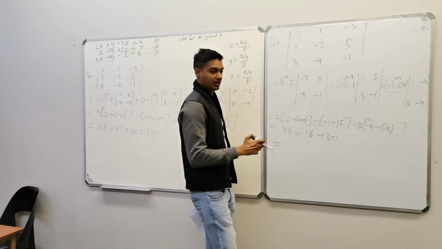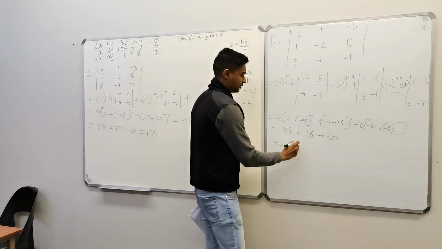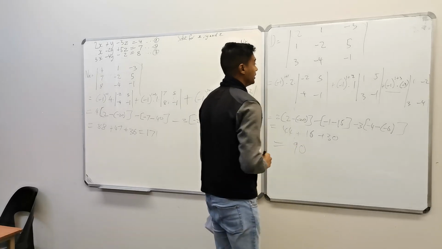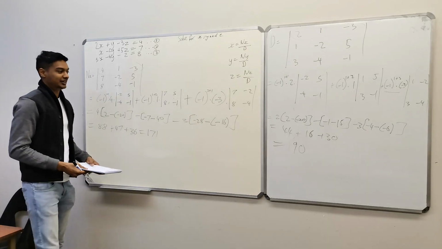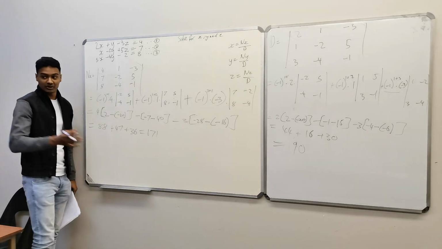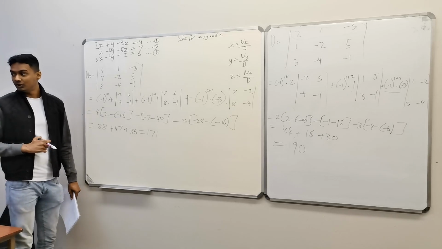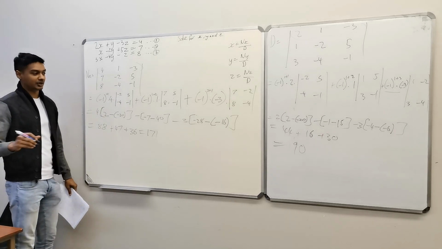Right, so what's the final answer for delta? 44 plus 16 plus 30? 90. Yes, 90. Okay. 54. Right. That's fine. Right, now I'm just following your working. It's right. We'll test it out just now, okay?